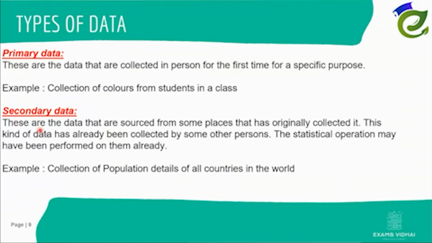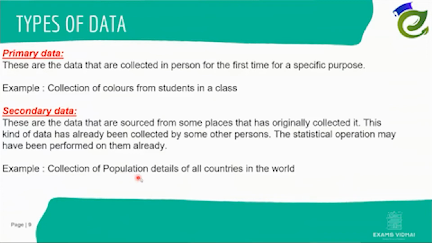Secondary data. These are the data that are sourced from some places that have originally collected it. This kind of data has already been collected by some other persons. The statistical operation may have been performed on them already. So the data which comes from the primary data is secondary data.